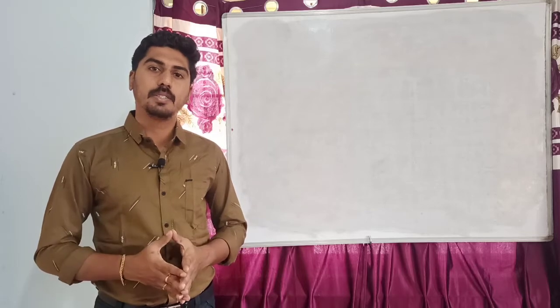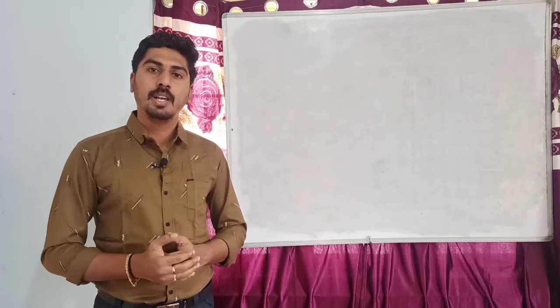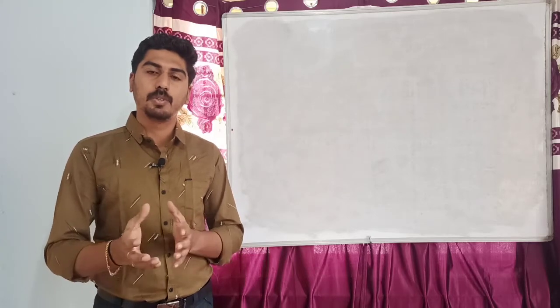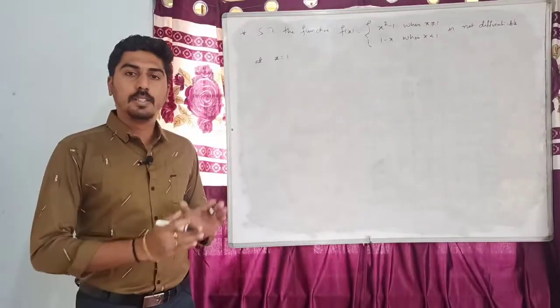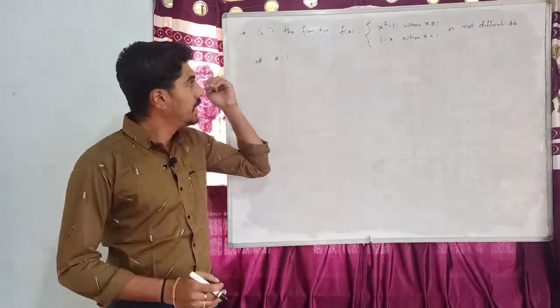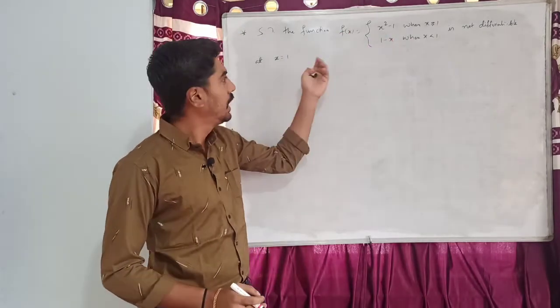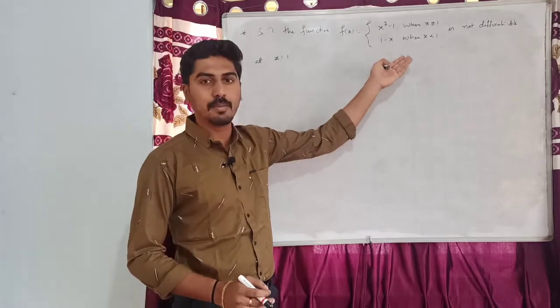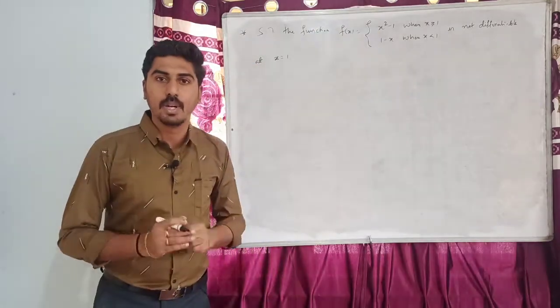In the previous sessions, we have learnt about differentiability. In this session, we are going to solve some problems on differentiability. Let's get it. Consider the first problem. Show that the function f of x defined by x square minus 1 when x is greater than or equal to 1, 1 minus x when x is less than 1, is not differentiable at x equal to 1.